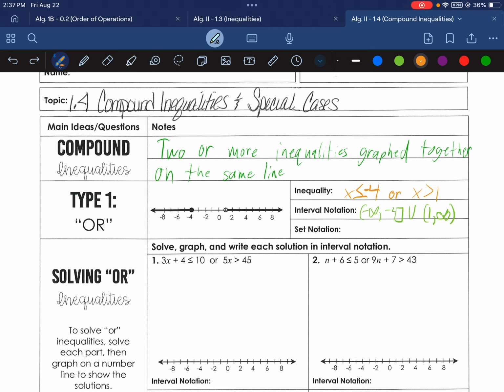And then for set notation, we just write this inequality again. However, before that, we put the brace, the x, the such that line, and then we rewrite those two. x is less than or equal to negative 4, or x is greater than 1, and then end the brace again. That's very similar to how we've done set notation previously in 1.3, where we just rewrite the inequality after that such that line in between the braces.